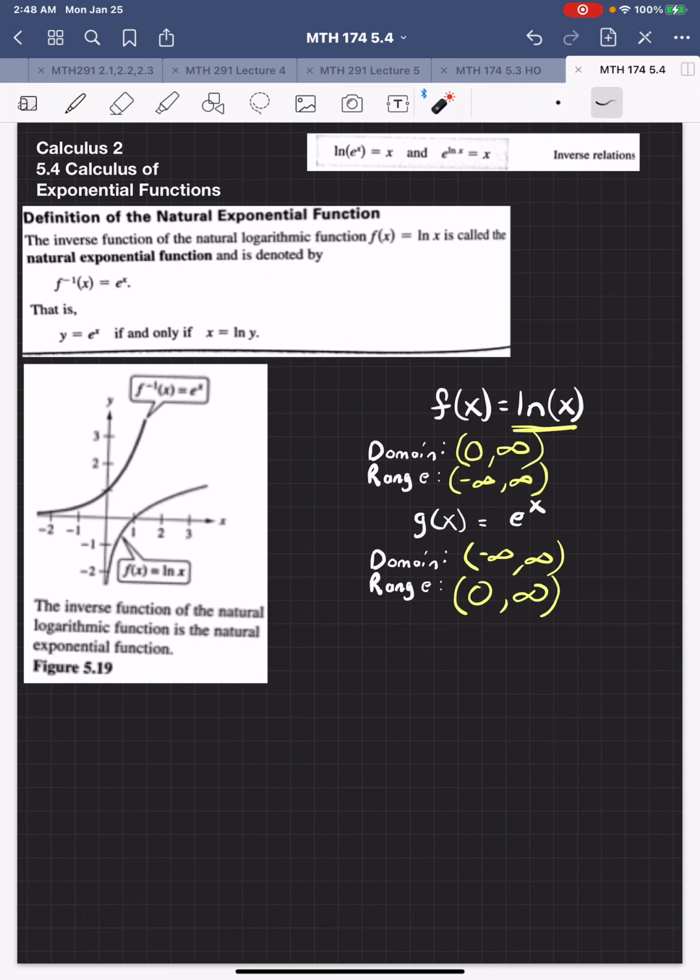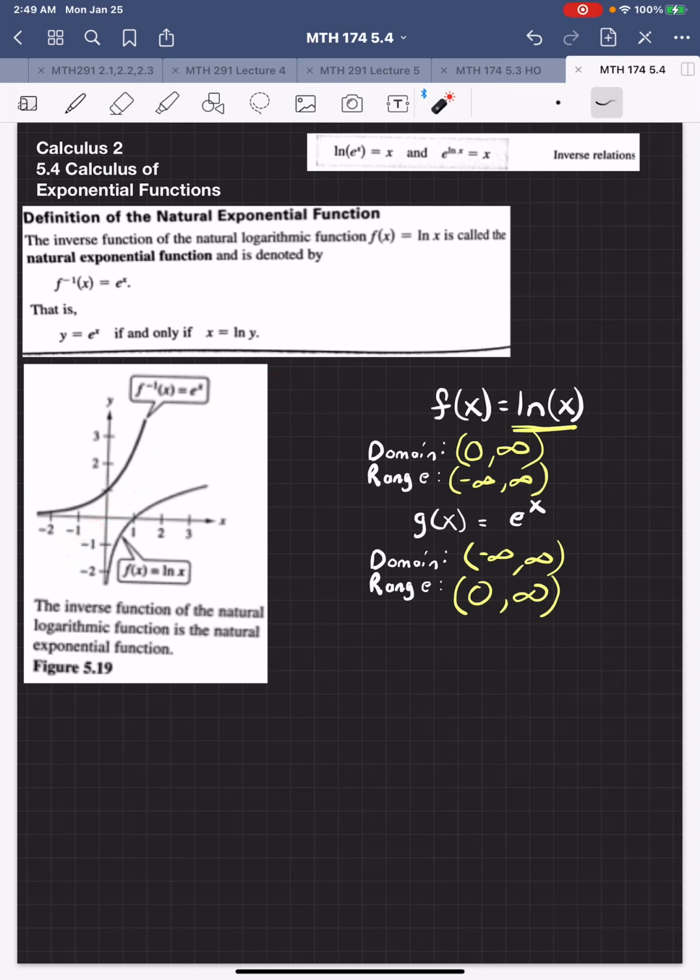And now, do you see how the domain maps to the range and the range maps to the domain? Do you see how the domain for ln is the range for e to the x, and the domain for e to the x is the range of ln? That's why the x's and y's swap, and that's why there's symmetry about the line y equals x.